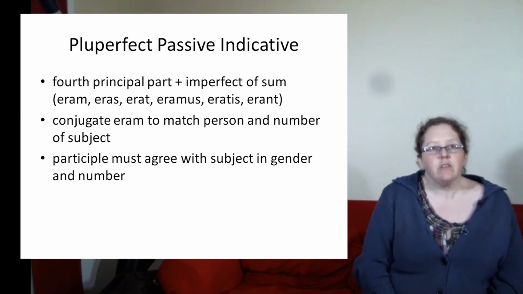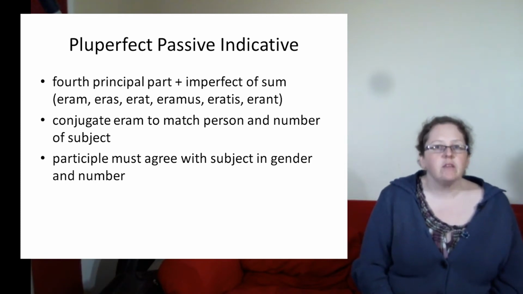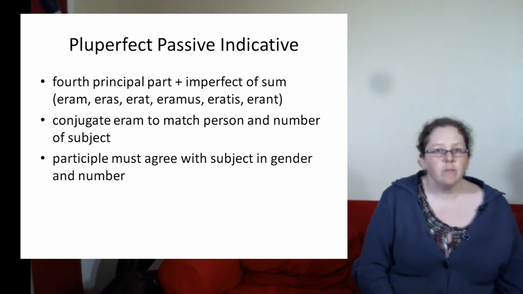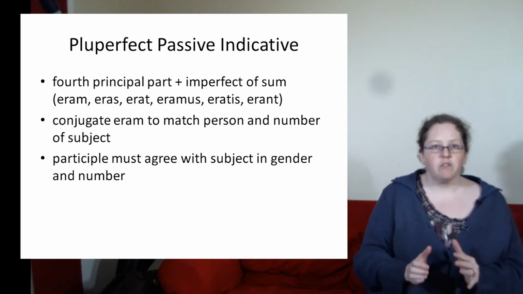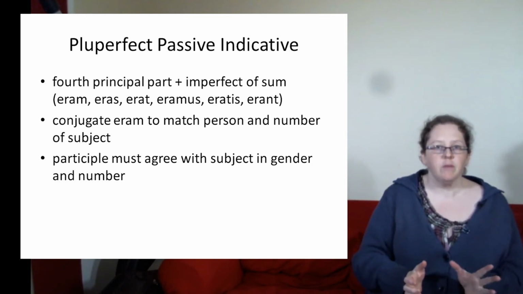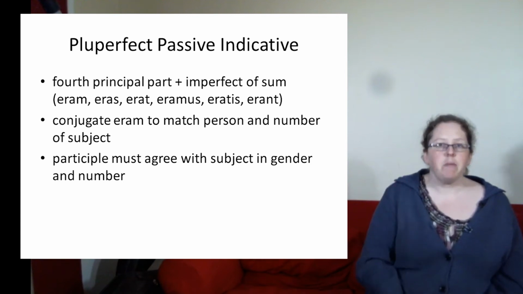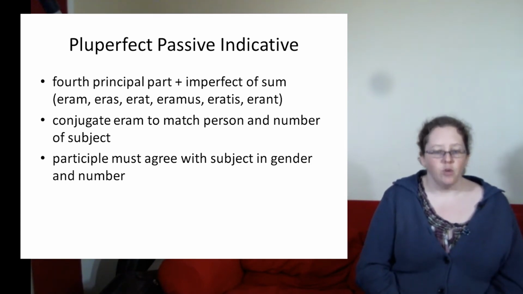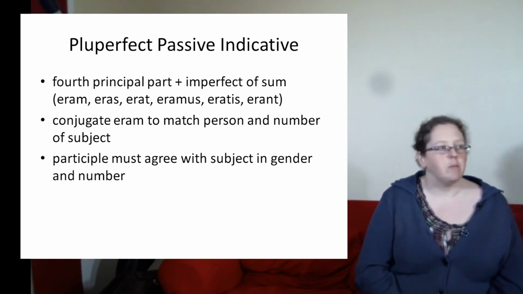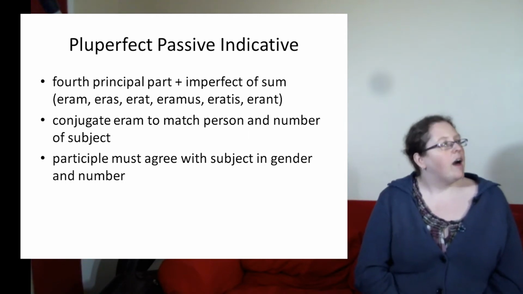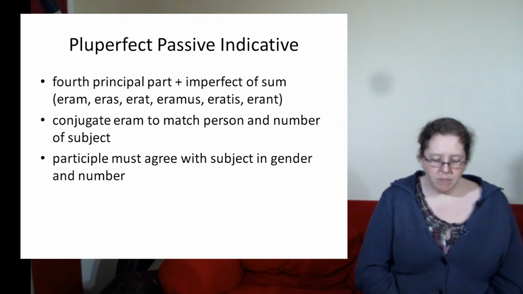The pluperfect is formed very similarly to the perfect. Like I said, these are a system that all goes together. The pluperfect is formed by taking the fourth principal part, that passive participle, and adding the imperfect tense of sum, esse, fui, futurus.